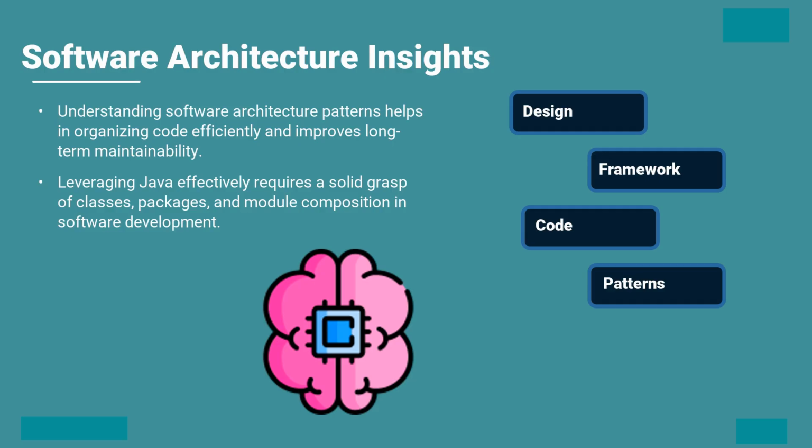In this session, we will explore software architecture patterns, an essential aspect of software design that influences the structure and organization of code. A clear understanding of classes, packages, and module composition is crucial, not only for the application itself, but also for leveraging the power of the Java platform effectively.